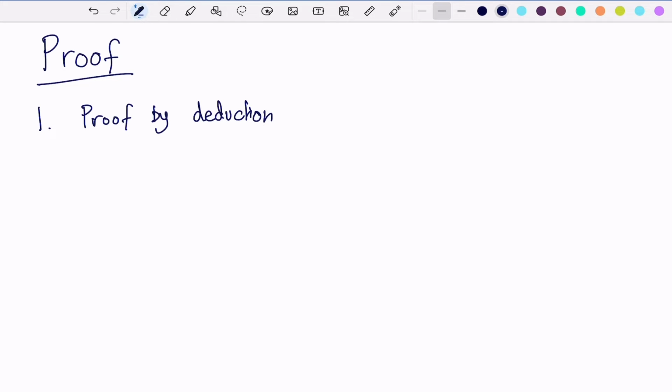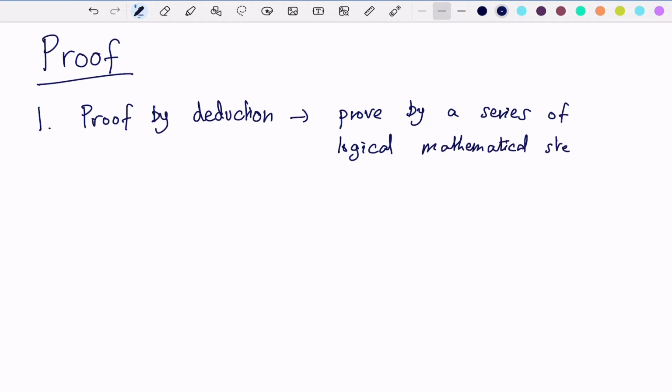Proof by deduction is essentially proof by a series of logical mathematical steps or arguments. This is the most common type of proof that you're going to come across, and it's relatively straightforward. There's not huge amounts of theory that you need to know. It's just about thinking things through carefully and making sure you get lots of practice.